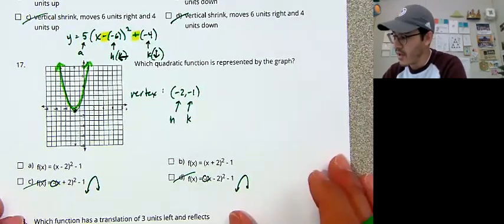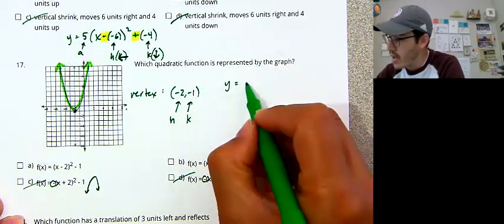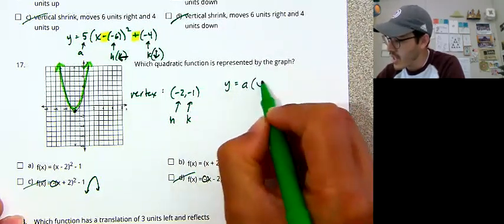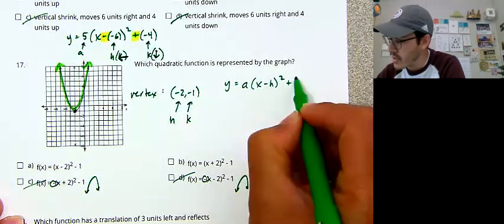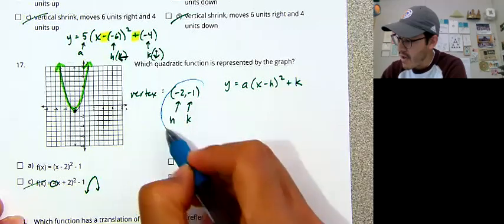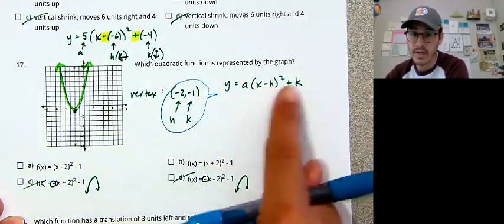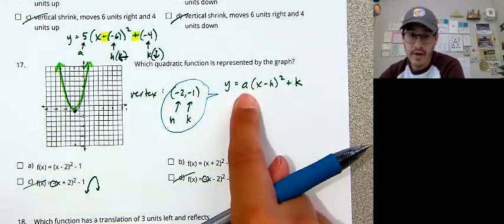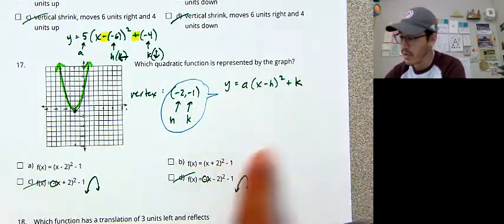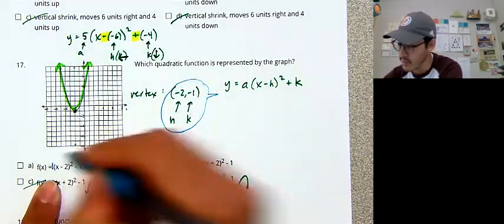All right, so let's start with y equals a times x minus h squared plus k. But now we actually have values, an h value and a k value that we can substitute in here. We don't have an a value. That's probably not going to be important. If you look at the answer choices, there's no a value there, so you can just assume it's going to be a 1.